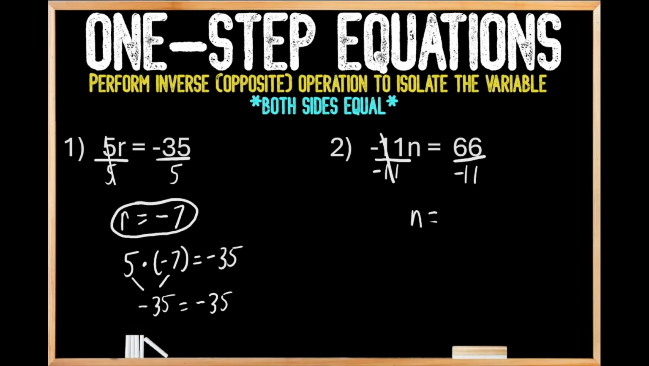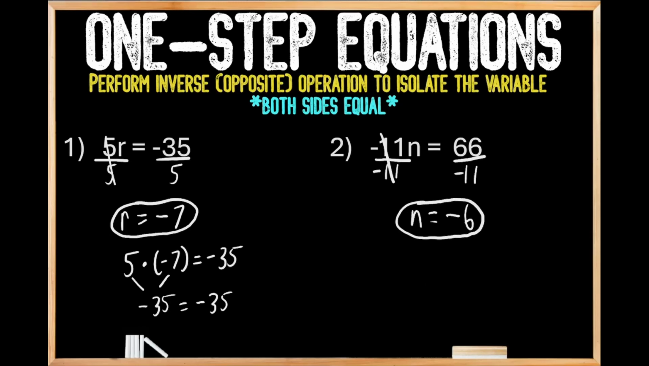And then for the right-hand side here, we're going to be dividing 66 by negative 11. And since we're dividing our positive 66 by our negative 11, we're going to get a negative quotient. So when we divide 66 by negative 11, we get negative 6. So n is equal to negative 6.